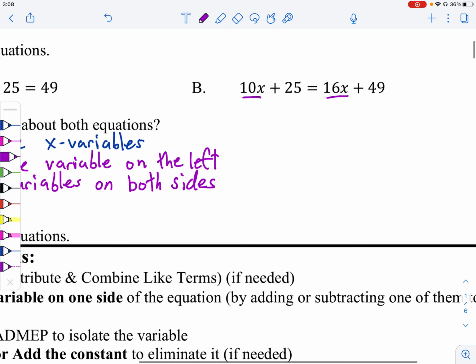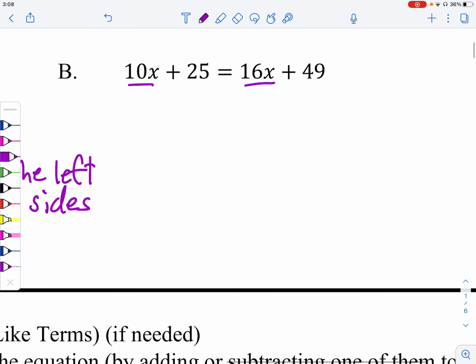Okay, so let's solve B. We're going to break this down. So what we're going to do, right? So with equal sign, we can draw our line. We are going to subtract the x variable on the right first. Okay, so we're going to subtract here, subtract 16x, and we're going to do it to both sides. And we're going to line up. So you see you kind of line up your x value, so it's a little bit easier.